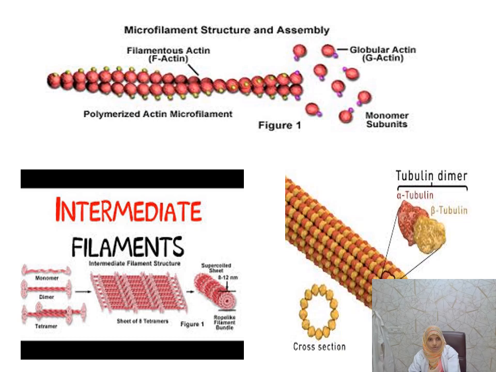So this is the structure of a microfilament. This is G-actin. This is tubulin. The red one is alpha tubulin, and the yellow one is beta tubulin. This is intermediate filament, which is important for integrating the nuclear components with the cell membrane.